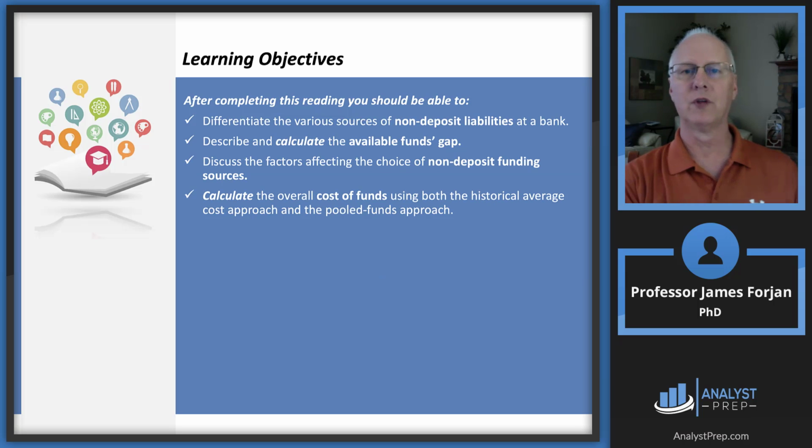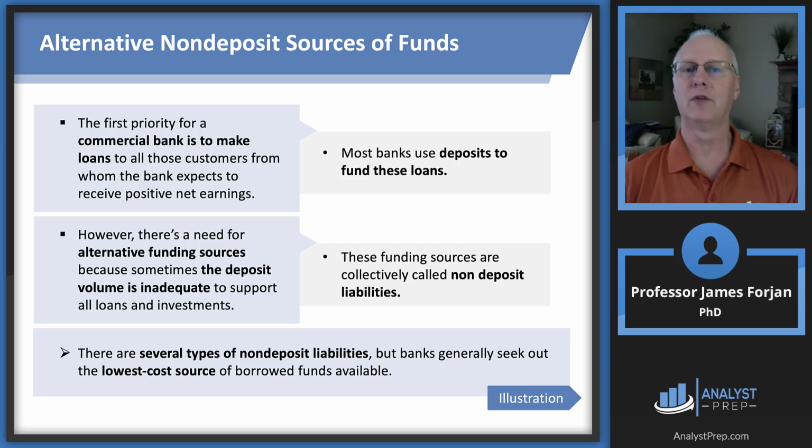And of course, they're a function of the learning objectives. We're up to 4 in this one. Differentiate the various sources of non-deposit liabilities. We'll take care of that with one introductory slide, and then we'll look at each one of those as we go through. We'll go ahead and calculate the available funds gap. We'll talk about some factors, and then we'll calculate kind of a weighted average interest rate towards the end of the slide deck.